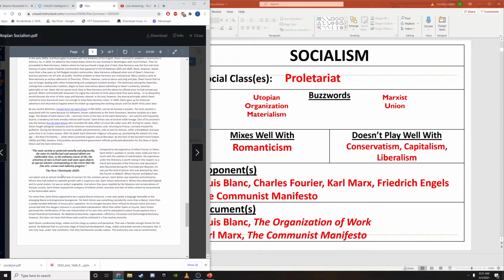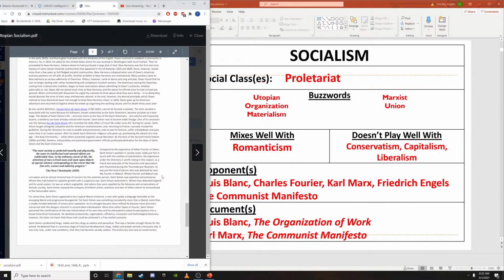For some time, Saint-Simon appeared to be a typical liberal aristocrat, a man who spoke a language favorable to the emerging liberal and progressive bourgeoisie. Yet Saint-Simon was something consistently more than a liberal, more than a simple-minded defender of laissez-faire capitalism. As his thought became more refined, he became more and more concerned with the dangers inherent in uncontrolled individualism. More than either Owen or Fourier, Saint-Simon perceived the ramifications of the new industrialism of his own time, and he attempted to place his perceptions into a broad theoretical framework.